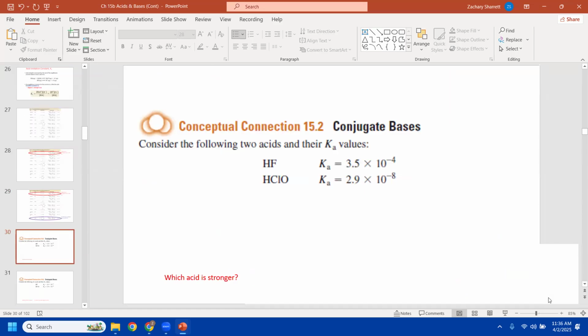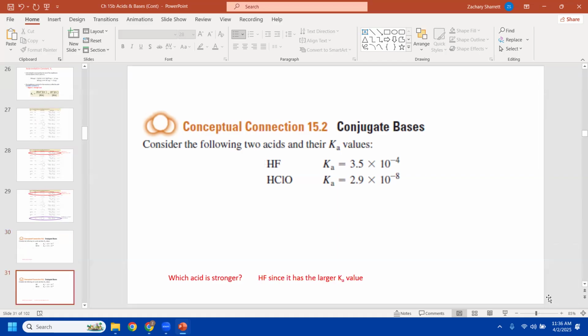So consider the following two acids and their Ka values. Which acid is stronger? Shout it. Why? HF is stronger, since it has a larger Ka value.